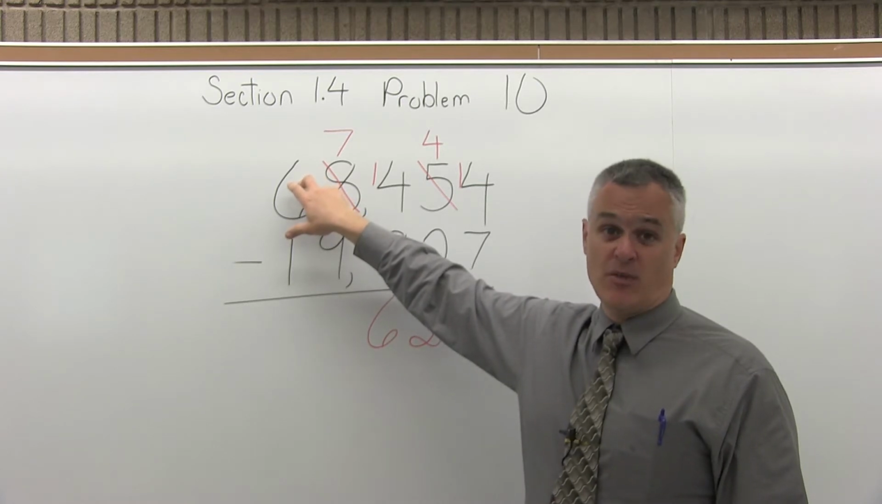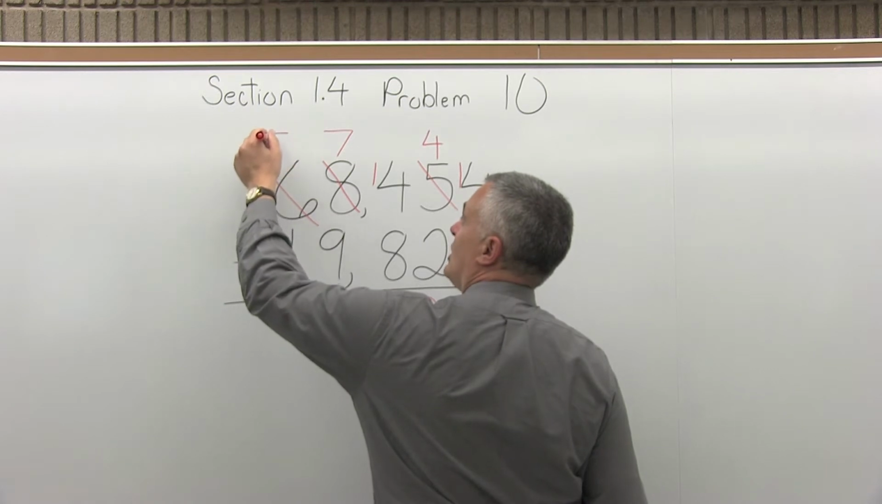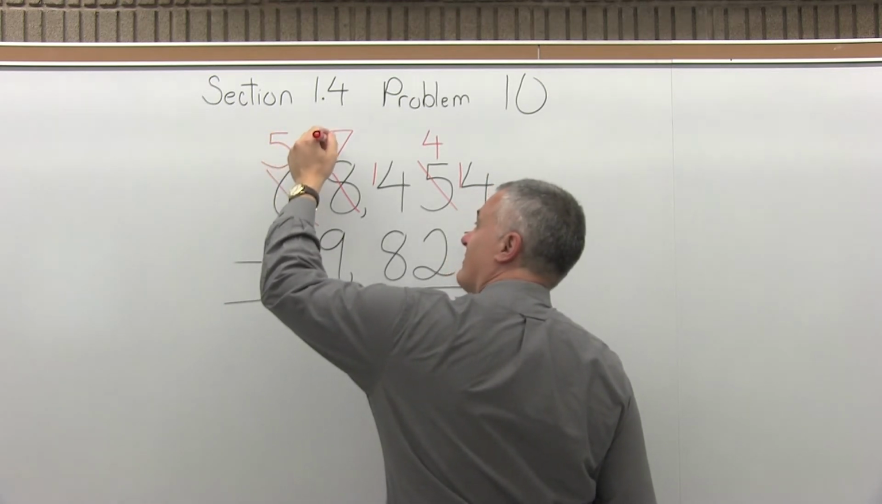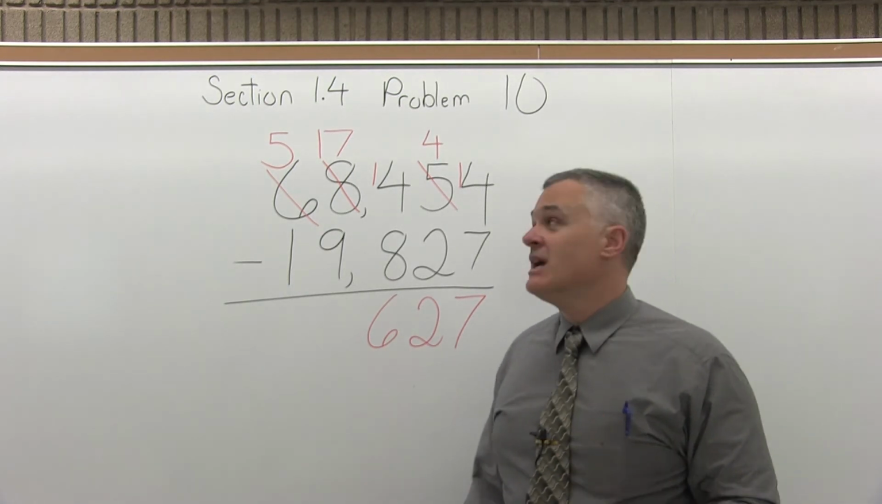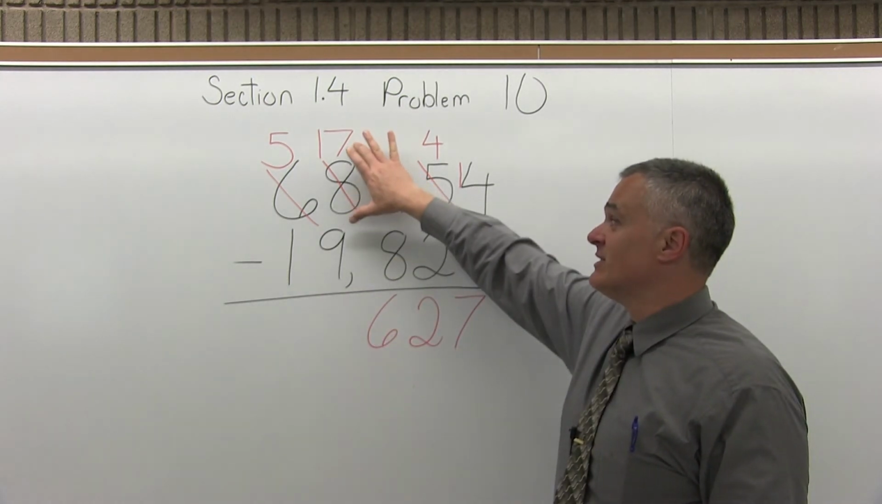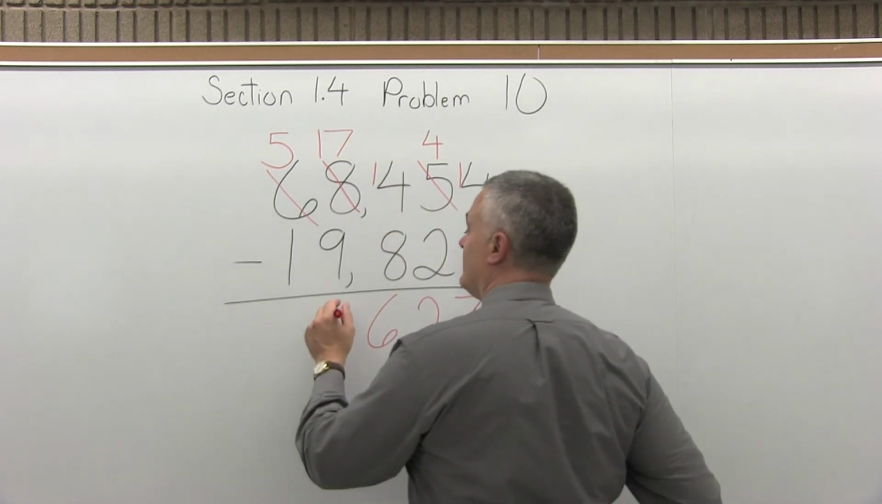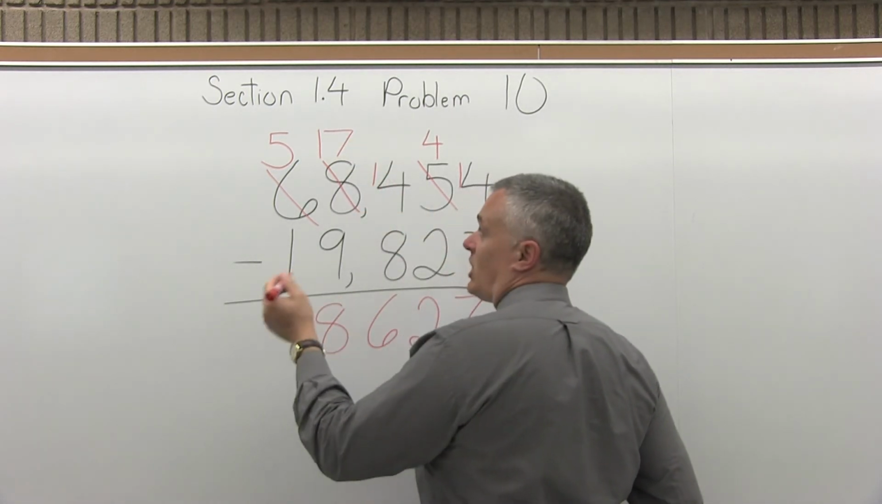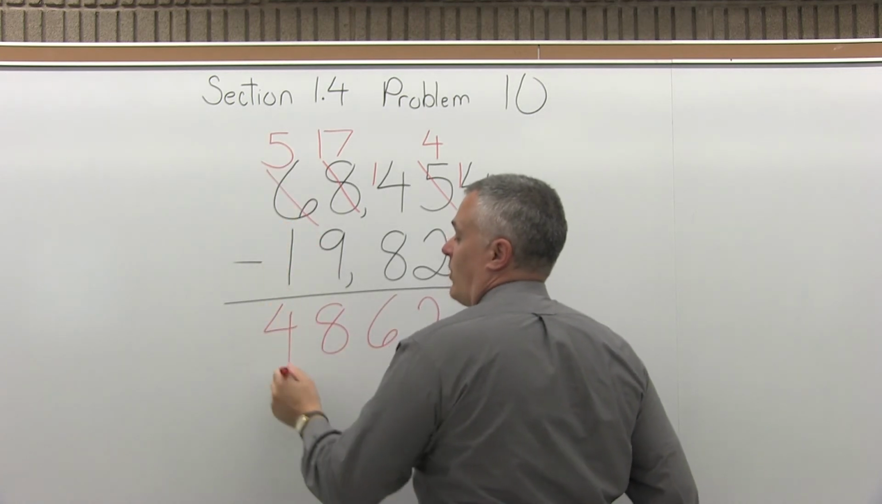At the top of that column, I find a 6. I will reduce that 6 down to a 5, which will allow me to make the 7 that I was working with into a 17 by putting a 1 in front of it. Now my subtraction is 17 minus 9. That I can do. 17 minus 9 is 8. And then in the last column to the left, I have 5 minus 1, which is 4.